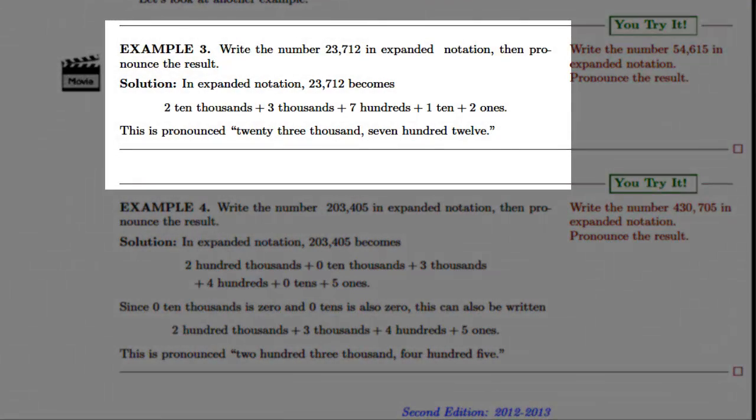Example 3. Write the number in expanded notation, then pronounce the result. Solution. In expanded notation, the number becomes 2 10,000s plus 3 thousands plus 7 hundreds plus 1 10 plus 2 ones. This is pronounced 23,712.